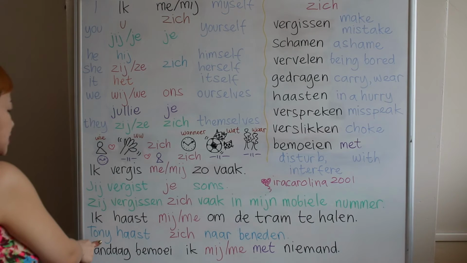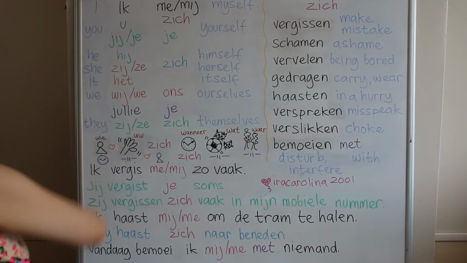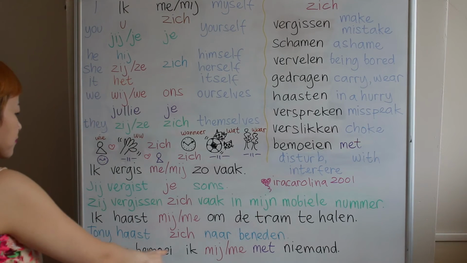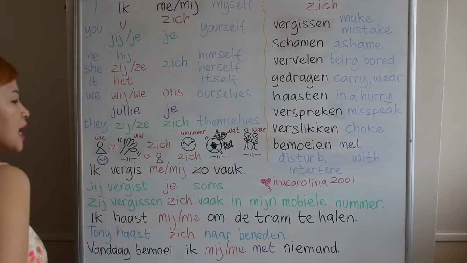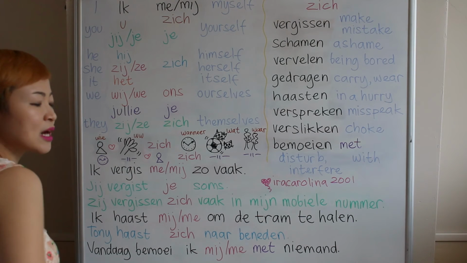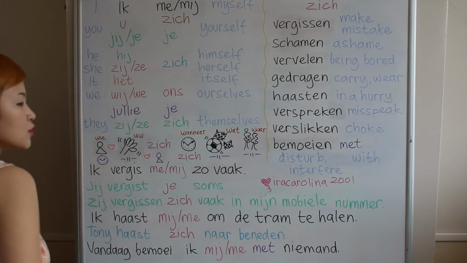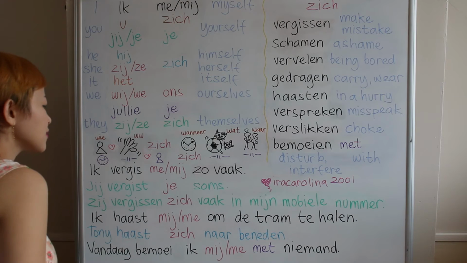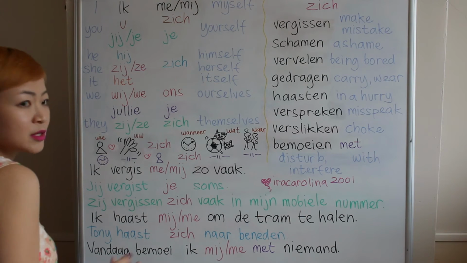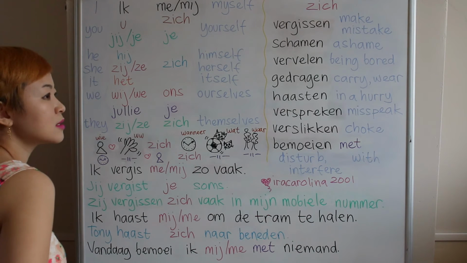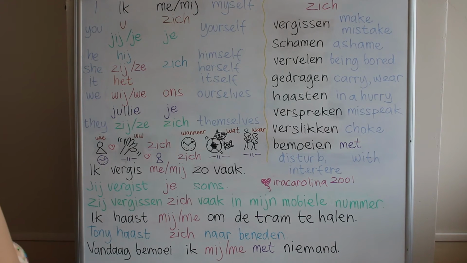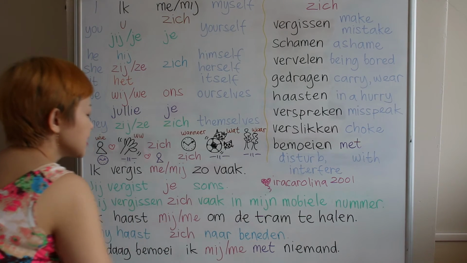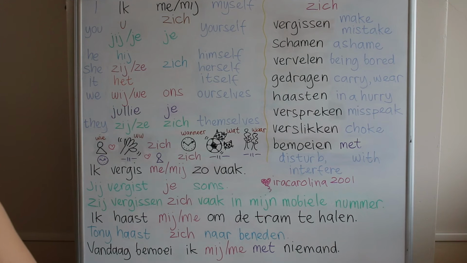And then we change the subject into he, hij, Tony. Tony haast zich naar beneden. Naar is to, beneden is downstairs. So Tony in a hurry himself to downstairs. Maybe someone rang the doorbell. He has to open the door in a hurry in the downstairs. Tony haast zich naar beneden, to downstairs.